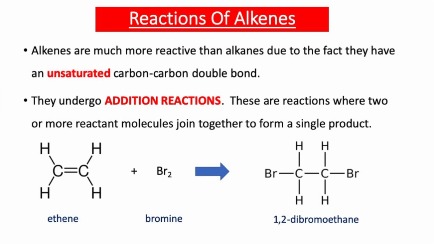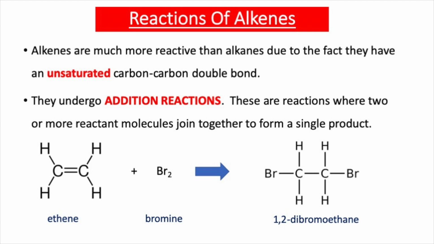Now in this video, we're going to look at the reactions of alkenes. Now alkenes are much more reactive than alkanes due to the fact they have unsaturated carbon-carbon double bonds. Now alkenes undergo addition reactions, and these are reactions where two or more reactant molecules join together to form a single product. Now a good example of an addition reaction is the reaction of alkenes with bromine.